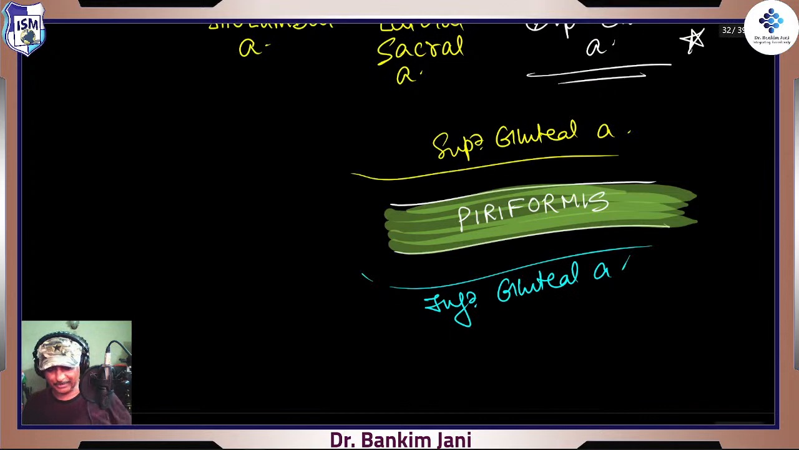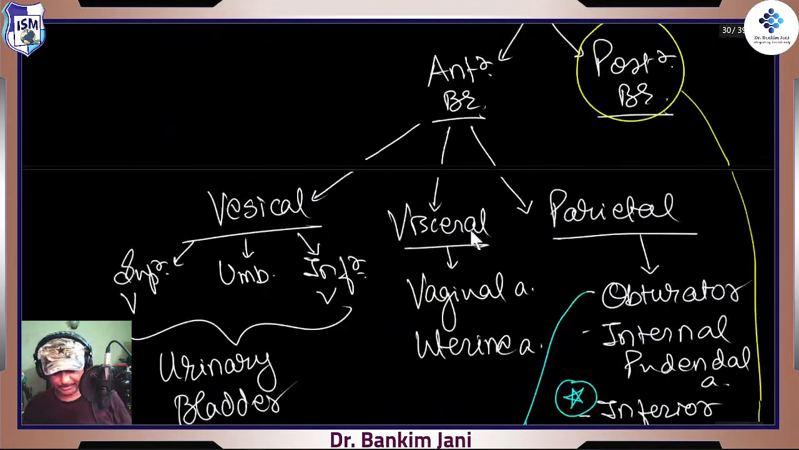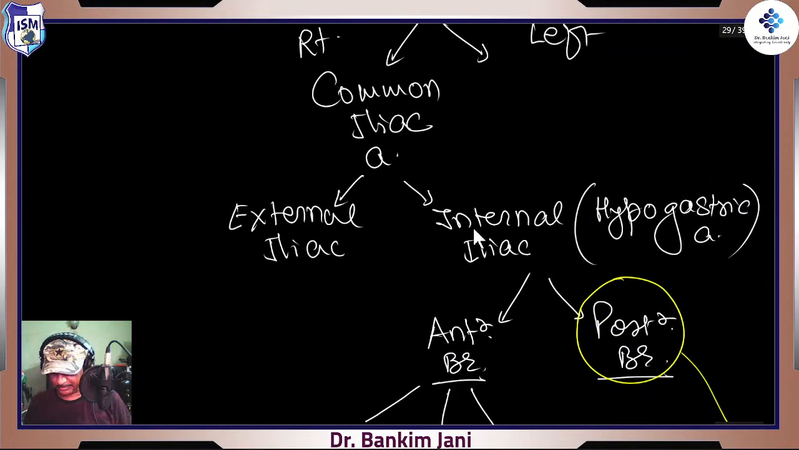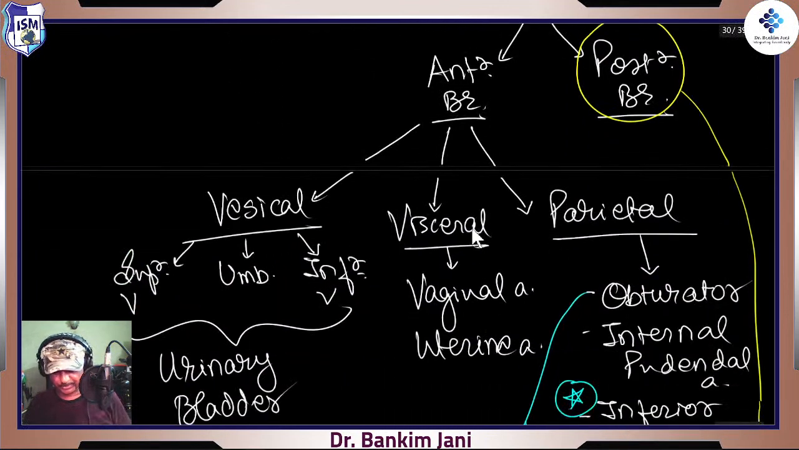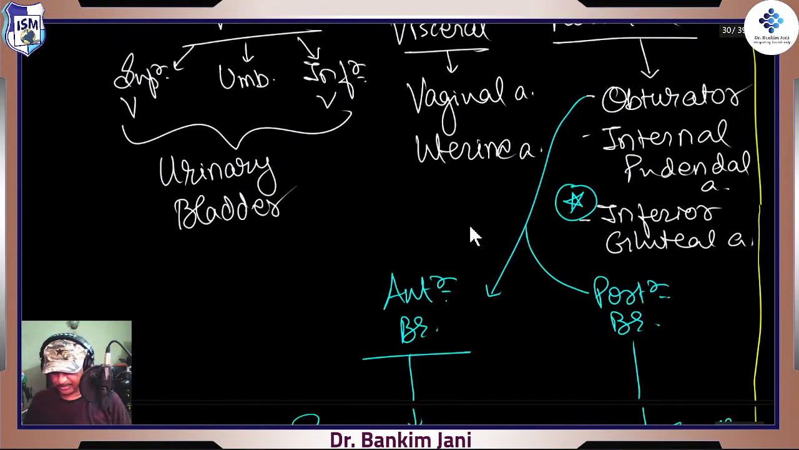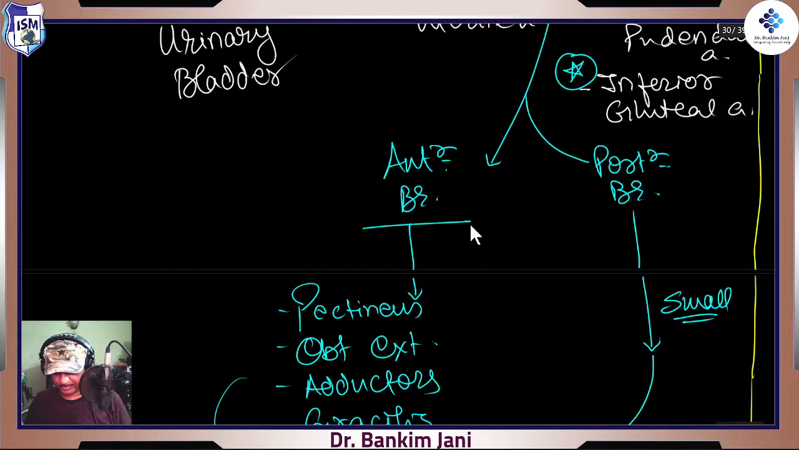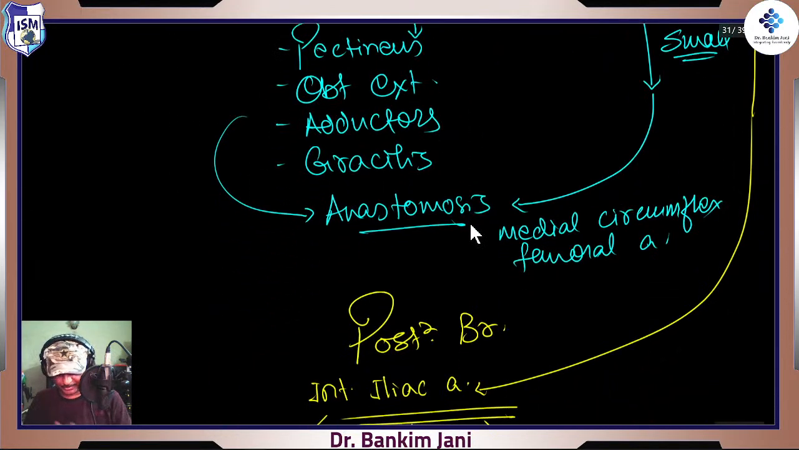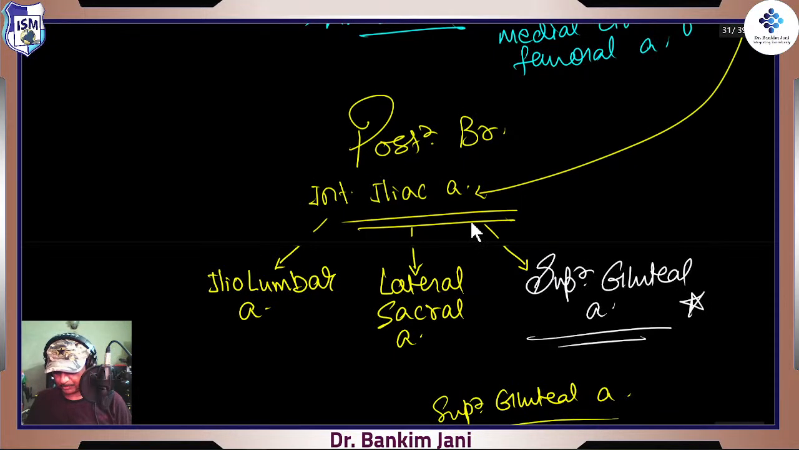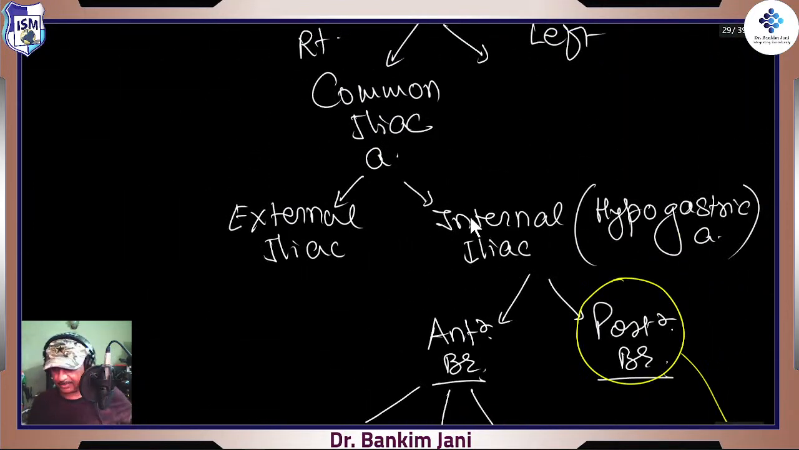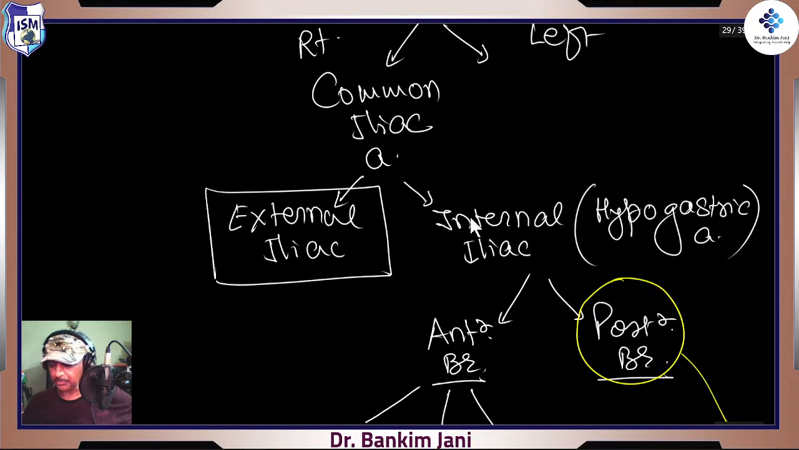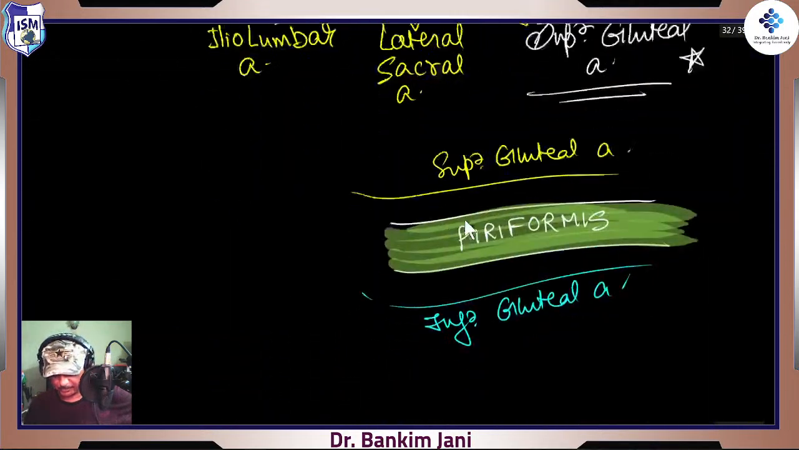So done, right? The internal iliac part is done. Now we move on to our external iliac, right? So internal iliac done: anterior branch, posterior branch, visceral, parietal, obturator artery, anastomosis done, and then the posterior branch of the internal iliac, the superior gluteal, and it's all over. Okay, so now we start with our external iliac. This will be our main artery.